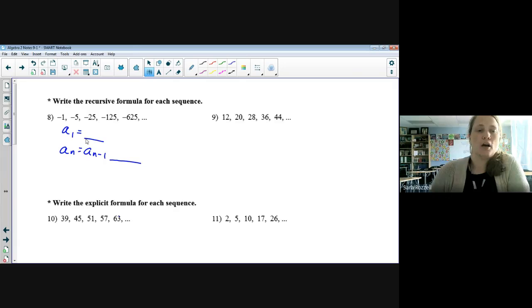What is our first term on number 8? -1. Yeah, it's just the beginning term. Good. And what's happening in between these numbers? Anybody see the change in between the numbers? What's the pattern? Multiply by 5. Good. So our second part of our recursive formula is a sub n. All of our terms are the term that came before it times 5.